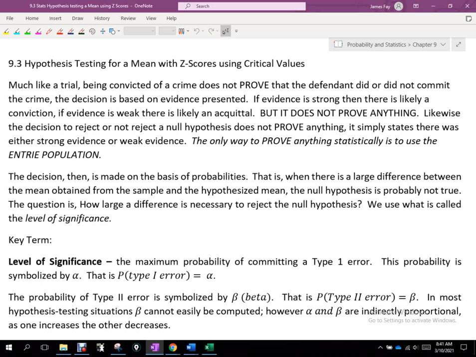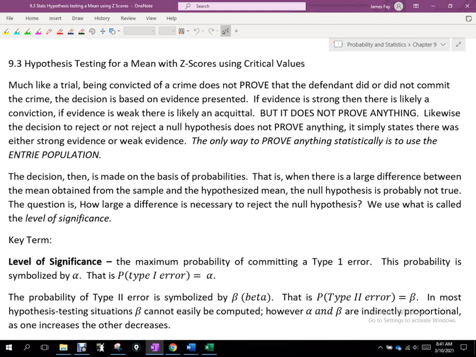All right. So it says, much like a trial, being convicted of a crime does not prove that the defendant did or did not commit the crime, right? We've talked about that, okay? Just because you've been proven guilty doesn't mean 100% that you did the crime, right? There are innocent people in jail. And just because you were not found guilty does not mean that you did not do the crime. There are guilty people that actually committed crimes that are released into the population, right? Okay.